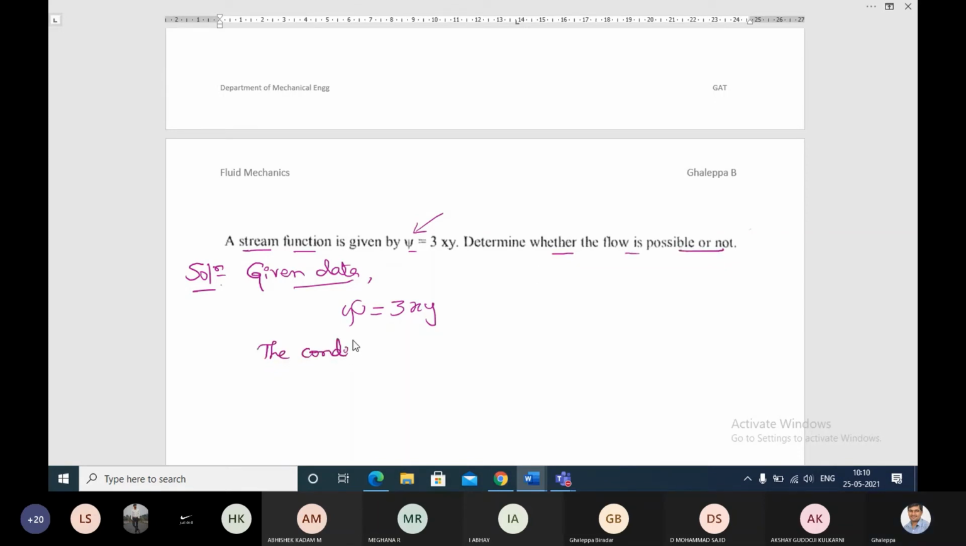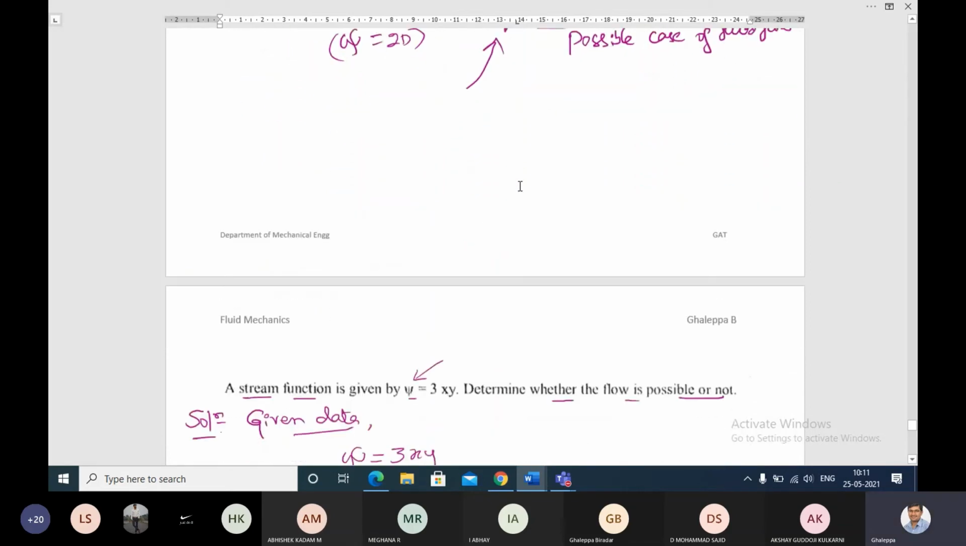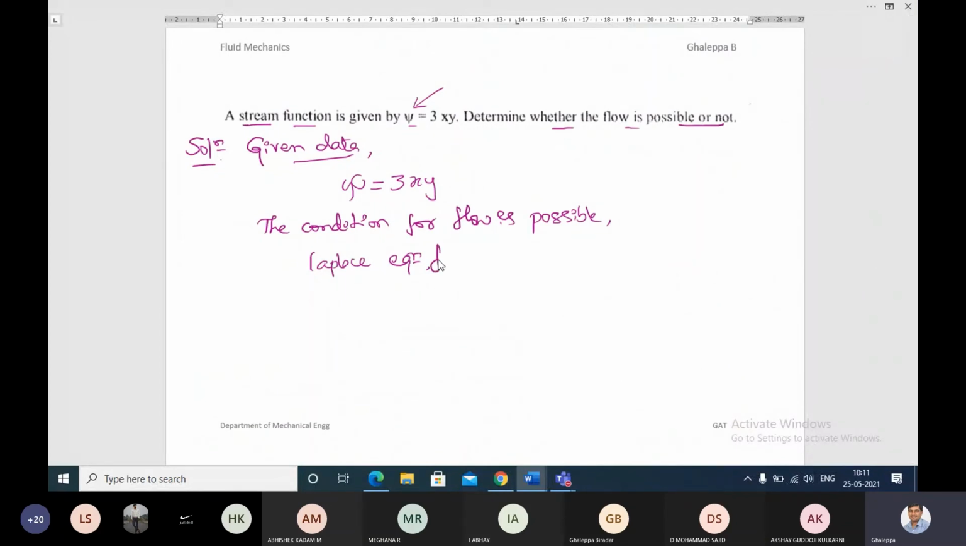Determine whether the flow is possible or not. The condition for flow to be possible is that it must satisfy the Laplace equation. We have written some formulas just here. This is the Laplace equation. So I will copy the same equation and write here the Laplace equation for stream function: dou square psi upon dou x square plus dou square psi upon dou y square is equal to 0. Take this as equation number 1 and this as equation number 2. Now I need the second order derivative with respect to x as well as with respect to y.